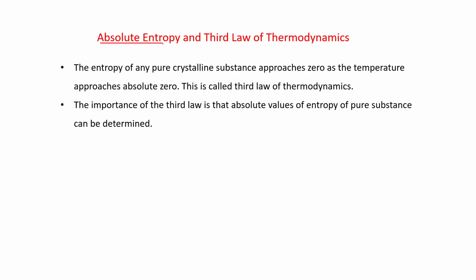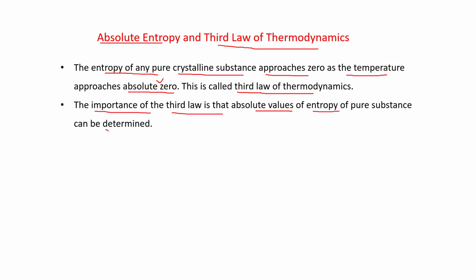Now, absolute entropy and the third law of thermodynamics. The entropy of any pure crystalline substance approaches zero as the temperature approaches absolute zero. This is called the third law of thermodynamics. Absolute zero means 0 Kelvin. The importance of the third law is that absolute values of entropy of pure substances can be determined.